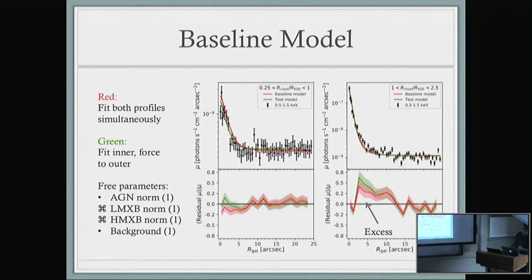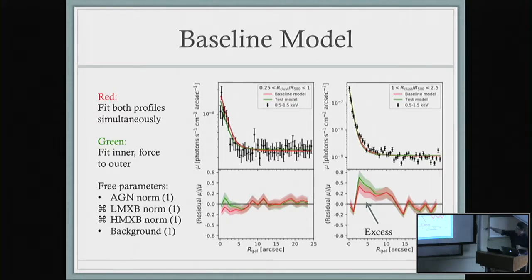So the top panels are the stacked X-ray profiles. On the left is the interior to R500 stack. On the right is exterior to R500. The red and green are what we call our baseline models, which is just AGN plus low and high mass X-ray binaries plus a uniform background from the cluster emission, which is extremely bright. And that's it. So just these four components.